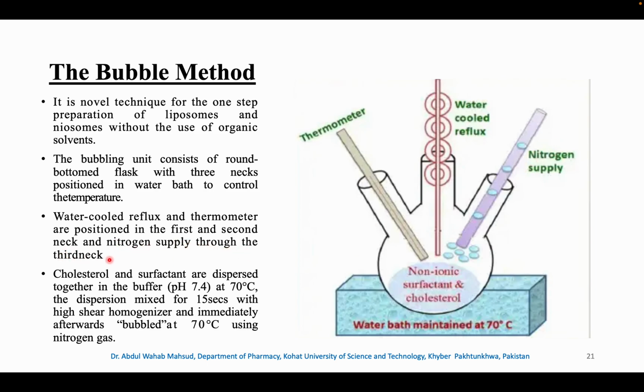Nitrogen supply. Cholesterol and surfactants are dispersed together in the buffer. Which type of buffer? The buffer having pH 7.4 at 70 degrees Celsius. The dispersion is mixed for 15 seconds with a high shear homogenizer and immediately afterwards bubbled at 70 degrees Celsius using nitrogen gas. It is the method which is used for the preparation of niosomes and liposomes.